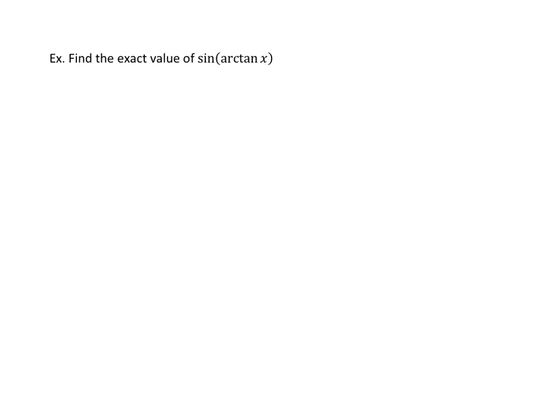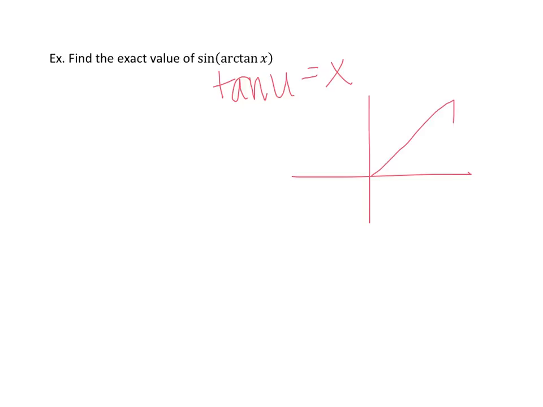Okay, sine of arctan of x. So this one's a little bit different. Tangent of u is going to equal x. So I'm going to default it into quadrant 1. Opposite over adjacent. That'll set up my triangle.